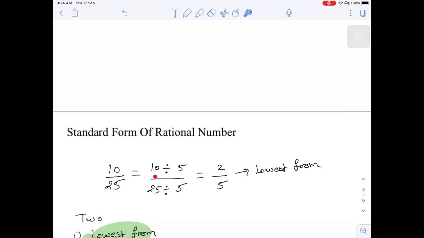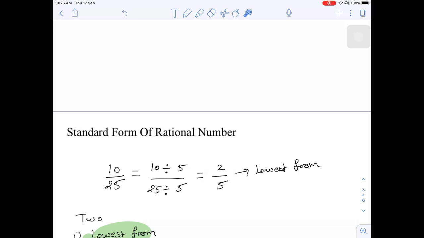What will be that lowest form? Both of them can be divided by the same number. Remember, we are dividing by the same number. Now 10 divided by 5, what is the answer? 2. 25 divided by 5 is 5. Now, can we write this number again in lowest form?